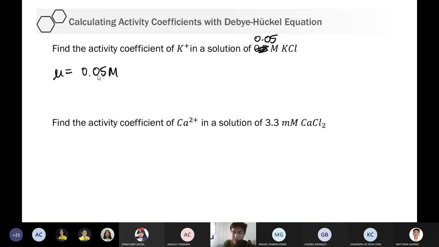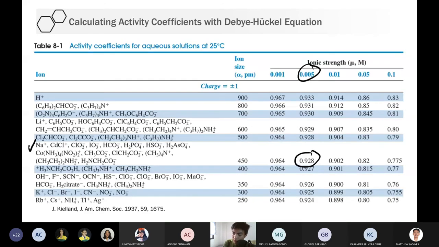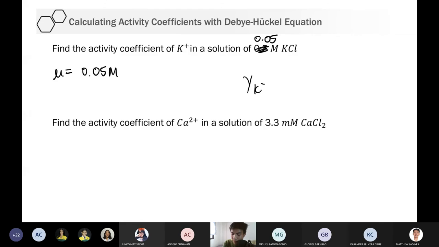So since your mu is 0.05, hanapin mo yung K plus sa table. So 0.05, ito yon. Hanapin ang K plus. Ah, ito. So andito yung K plus. The corresponding gamma for K plus at this ionic strength is 0.805. Yan, tapos ka na. So gamma is equal to 0.805. Tapos na. Okay, so tama yung kopya ko. Okay. So ganun lang, di ba?